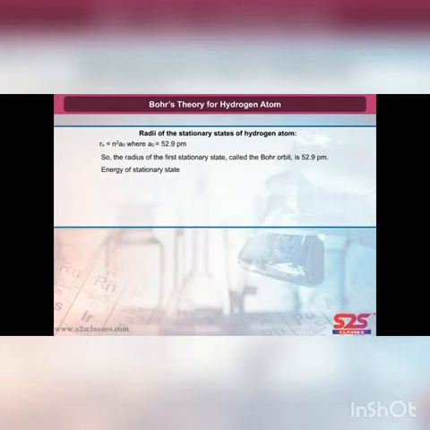Energy of stationary state is determined by the given relation. E_n is equal to minus R_H times 1 over n squared, where R_H is called the Rydberg constant with value 2.18 times 10 raised to the power minus 18 joules, and n can take values 1, 2, 3 and so on.